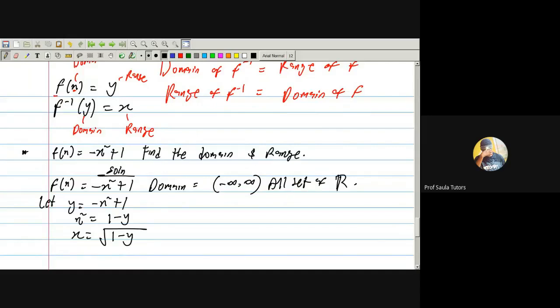Now tell me, 1 minus y must not be equal to 0. Must be what? Greater than or equal to 0. Exactly. So that is the range: 1 minus y must be greater than or equal to 0.